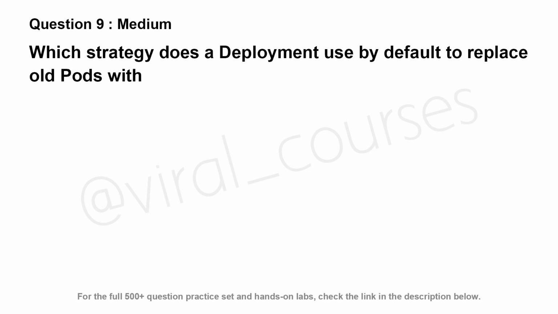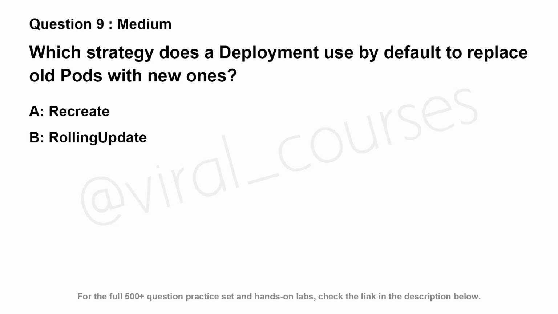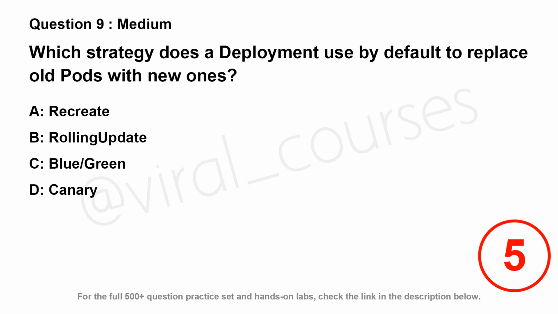Which strategy does a deployment use by default to replace old pods with new ones? Option A. Recreate. Option B. Rolling update. Option C. Blue-green. Option D. Canary.